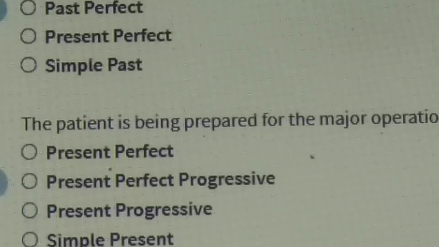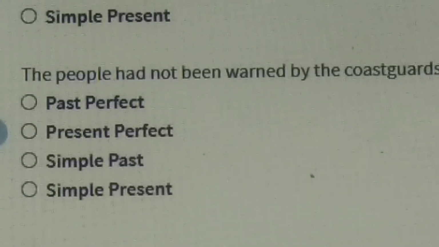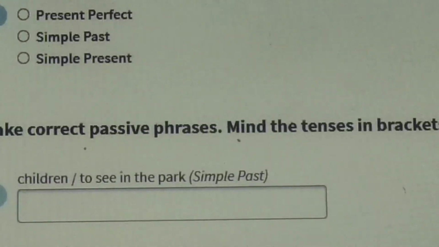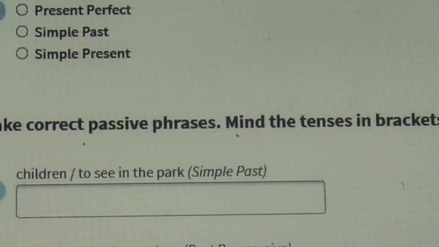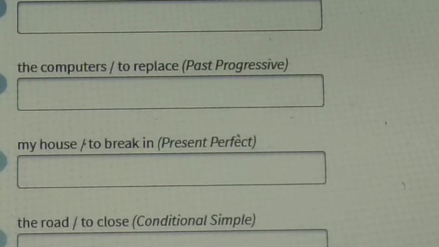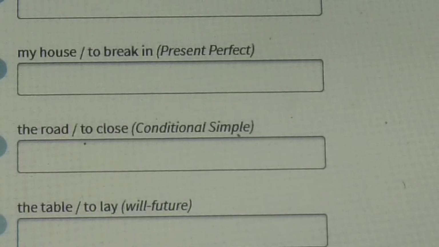The patient is being prepared for the major operation. The people had not been warned by the Coast Guards. Four options are there. Take the correct option, children. Don't forget that. Mark correct passive phrases. Children to see in the park, simple past. The computers to replace. My house to break in.